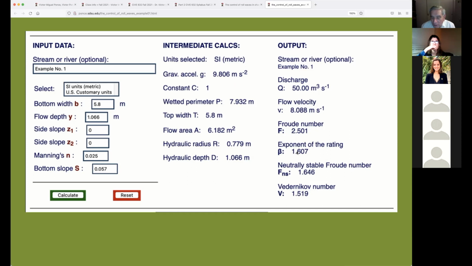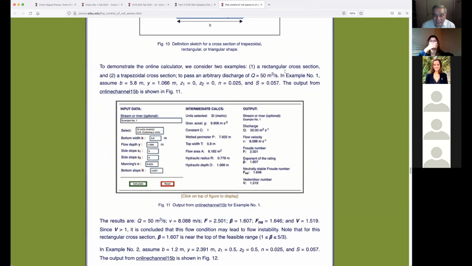Flow velocity, Froude number, beta exponent 1.6. So this channel is unstable, because the threshold is 1.5 and the beta is 1.6. As I already told you, between 1.5 and 1.67 is a gray area where people don't really know if it's Chezy or Manning. Actually, it's in between, by definition, not because of physics. We use Manning's for the simple reason that if we used Chezy, nobody would use it. We have to be practical about this. So this is the calculator.